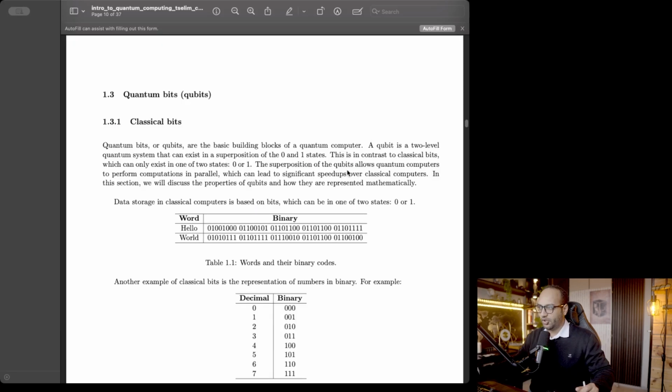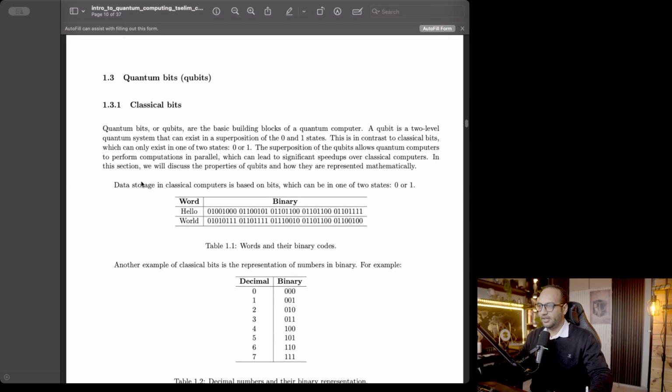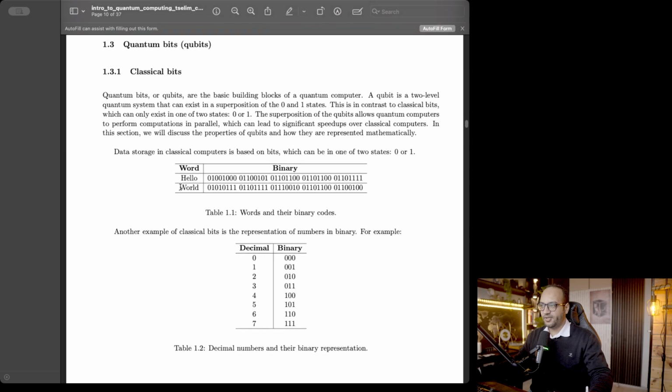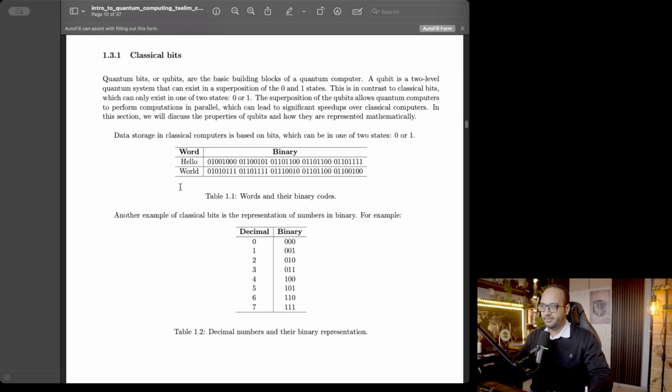The superposition of the qubits allows quantum computers to perform computations in parallel, which can lead to significant speed up over classical computers. And there is huge promise of quantum computers that we can simulate much, much larger quantum systems, like very big molecular structures, the DNA, and much more. Further, it can have significant applications in stock market simulations, portfolio optimizations, and even to enhance AI models. And in this section, we are going to discuss the properties of qubits and how they are represented mathematically.